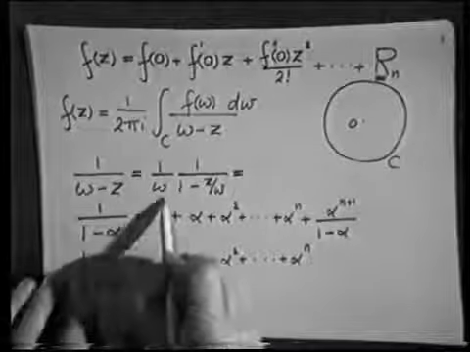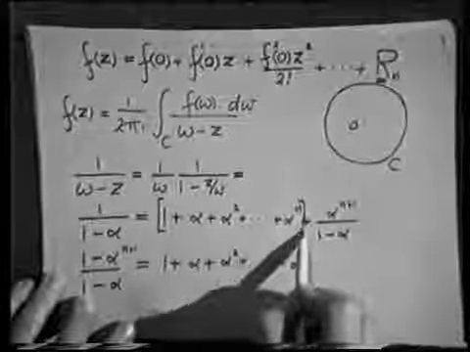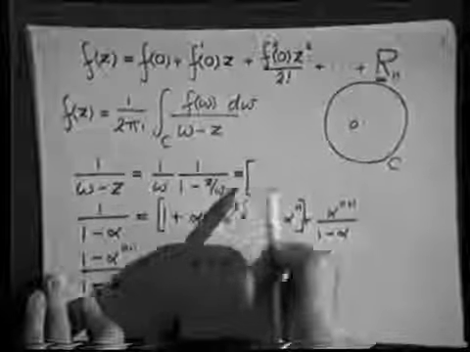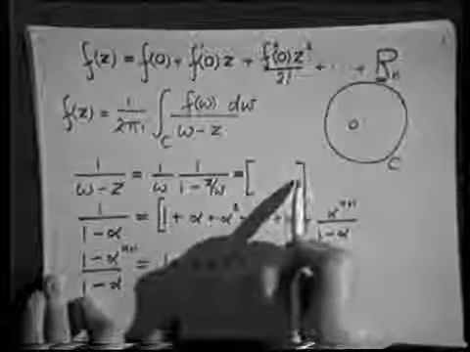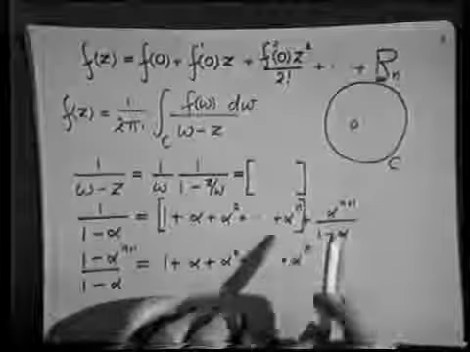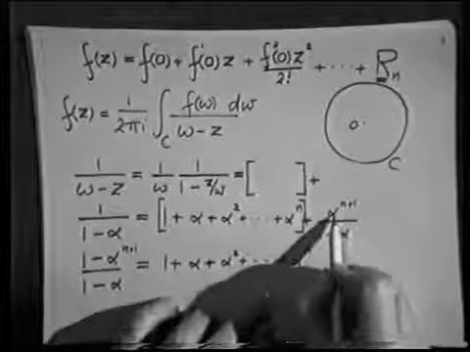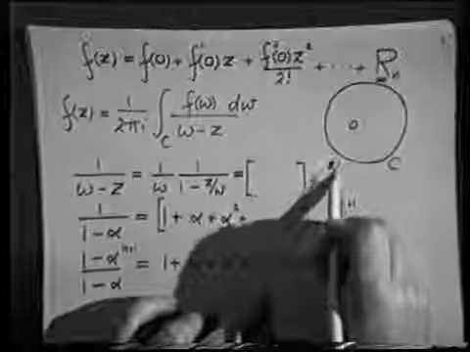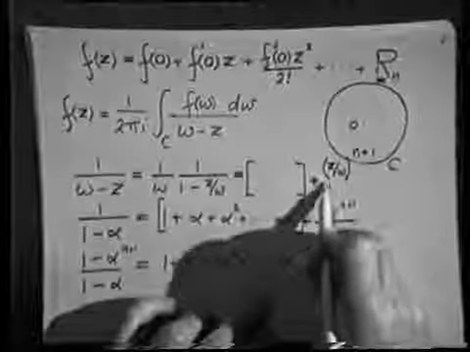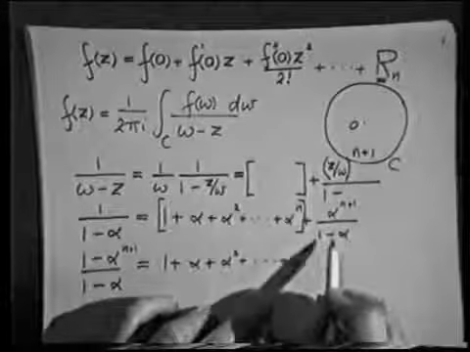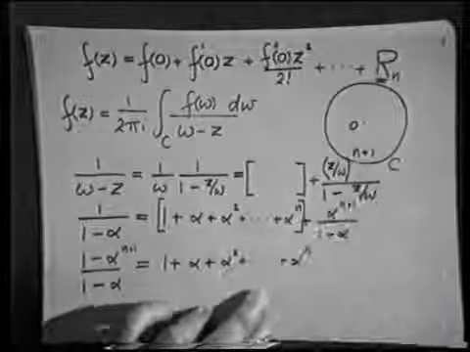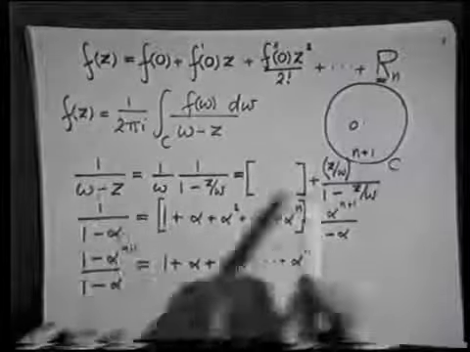The first terms are going to be this finite sum with alpha, z over w in place of alpha. So I won't bother to write all that lot out. It's simply n terms to go in there. The important thing as far as we're concerned is the last term, this remainder thing. So it's alpha is now z over w. So z over w to the power n plus 1 over 1 minus alpha, which is z over w. So that's the finite series.